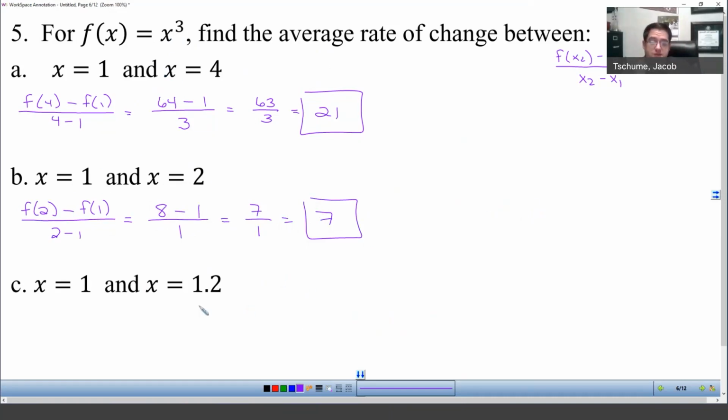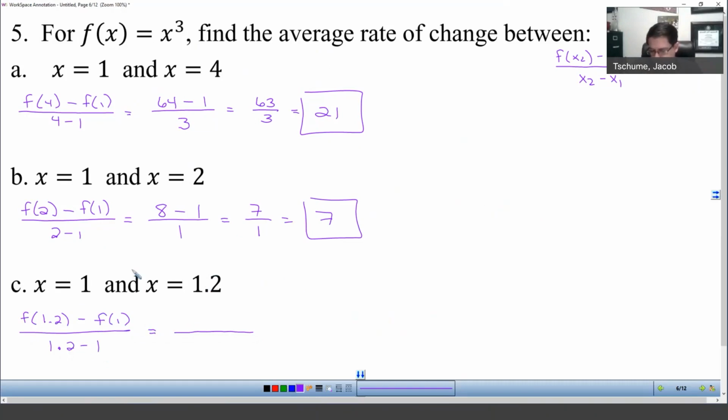You can even do this with decimals. You might have to use your calculator a little bit, but we can still do the same thing. So if I change my second number to 1.2 this time, my formula now becomes f of 1.2 minus f of 1 over 1.2 minus 1. Now, I've got to find f of 1.2.